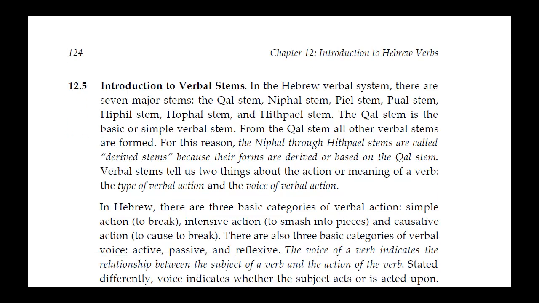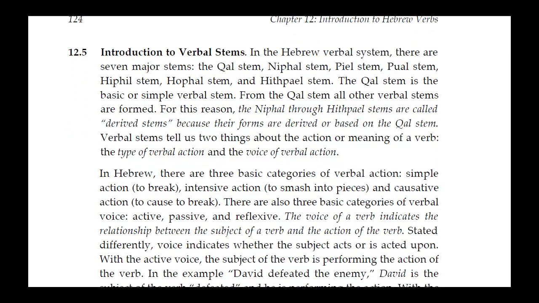Okay, so what we're going to do here, let's go ahead and get into the verbal stems. Now, in the Hebrew verbal system, there are seven major stems. There is the qal stem, the nifal stem, the piel stem, the pual stem, the hifil stem, the hofal stem, and the hitpael stem.